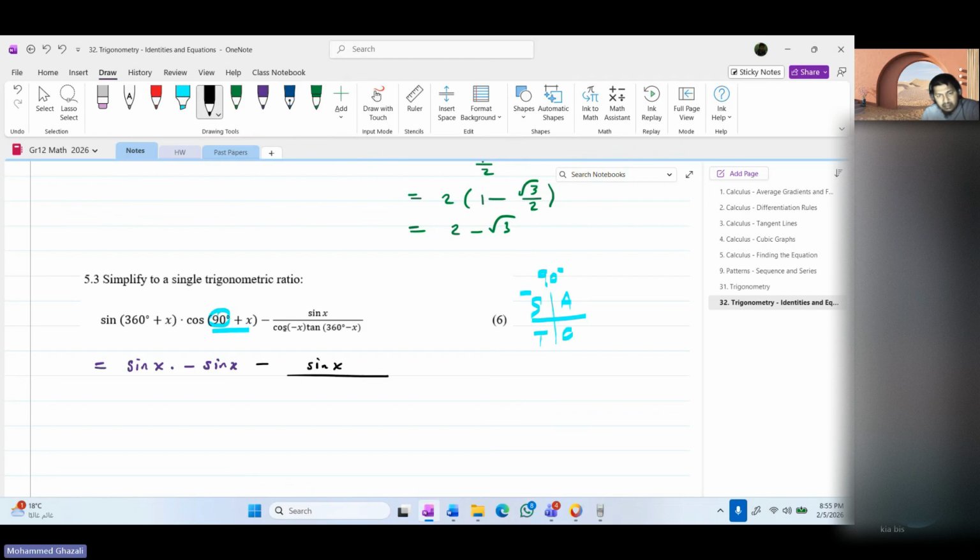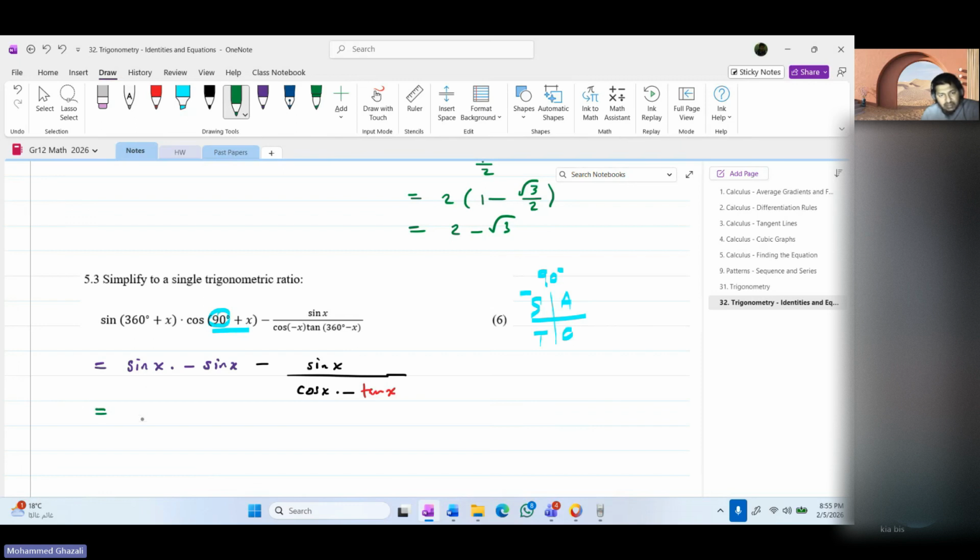Divided by what's cos of negative x? Fourth quadrant, which is cos x. Okay, you can add 360. Tan of (360 minus x), fourth quadrant, it is negative. Let's write negative tan x here, and then we can change it to sine over cos.